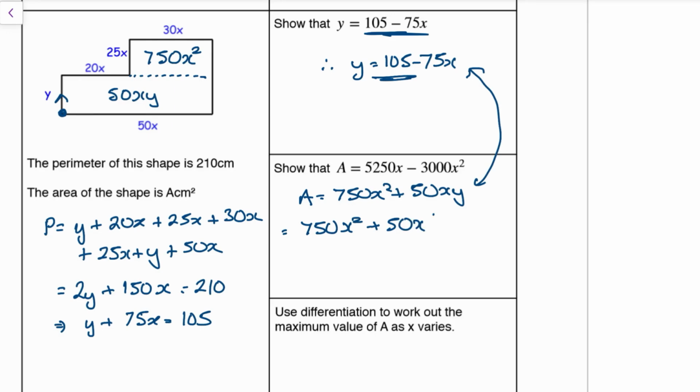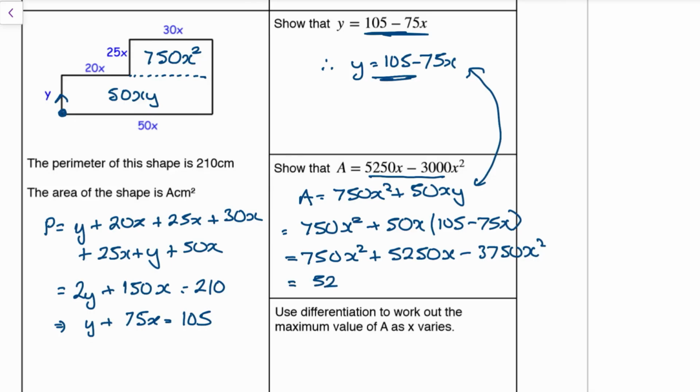plus 50x times the y, which is 105 minus 75x, which is going to give me 750x squared plus, well, again, calculator time, so 50 times 105. 50 times 105 is going to be 5250. Now, at each stage, let me write this down first, have a look at what you're trying to get to. And the fact I can see the 5250 makes me happy. I'm probably doing the right thing. 50 times 75 is 3750, perhaps unsurprisingly, because when I do 5250x and then I take 750 minus 3750, I get minus 3000x squared. And that is question done.